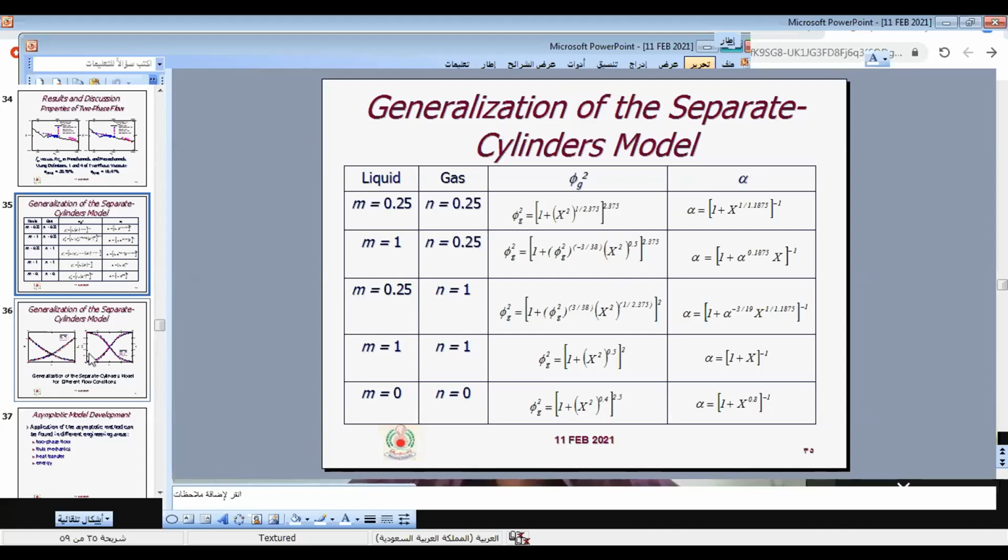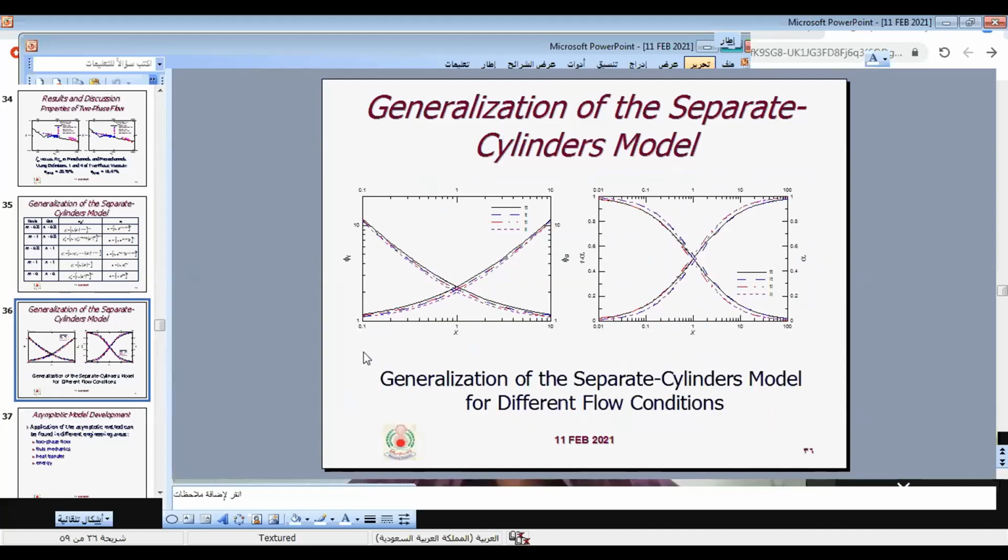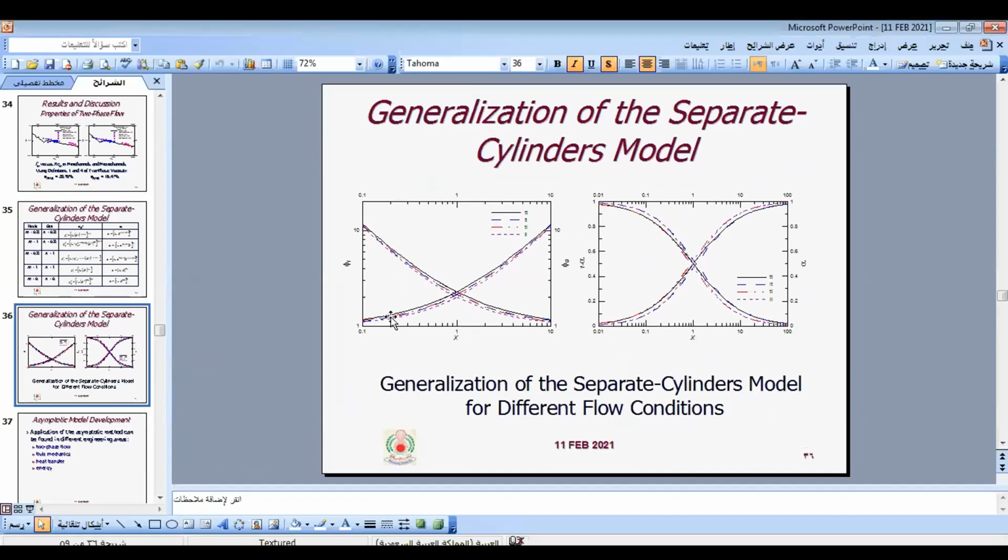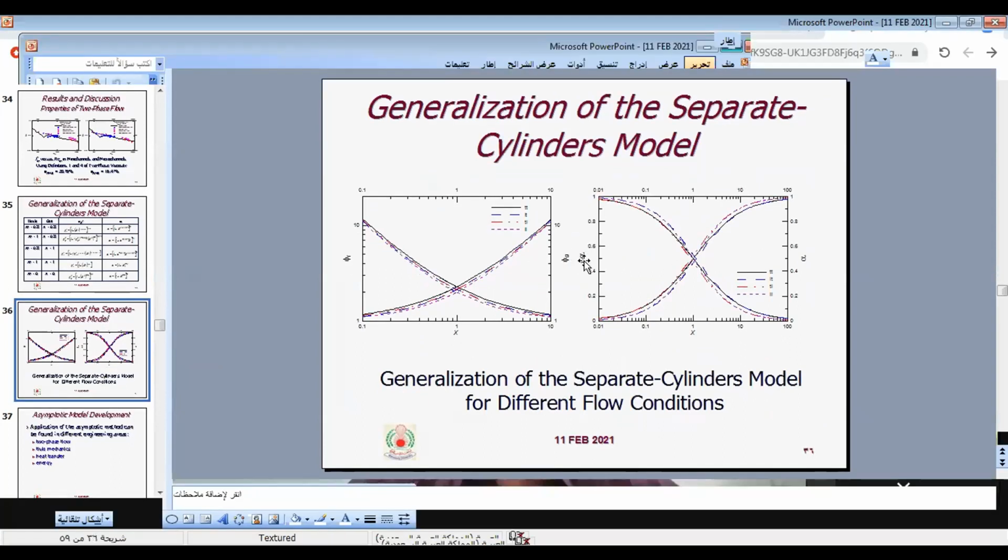In the next slide, I show phi L and phi G versus the Lockhart-Martinelli parameter, and 1 over phi, 1 over alpha and alpha versus the Lockhart-Martinelli parameter, for different values of M and N.